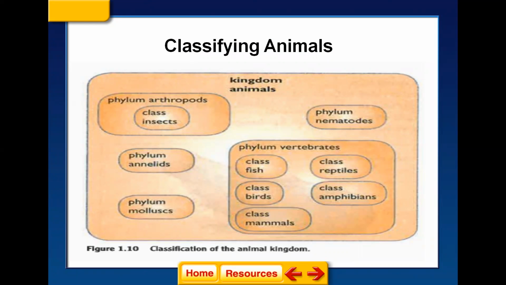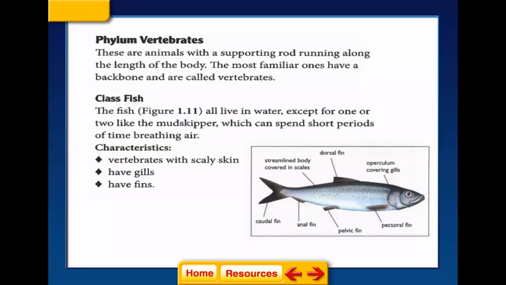Invertebrates actually includes 4 phyla: arthropods, annelids, mollusks, and nematodes. Phylum Vertebrates includes 5 classes: fish, birds, mammals, reptiles, and amphibians. Now let's differentiate between them, and we'll be starting with phylum Vertebrates.